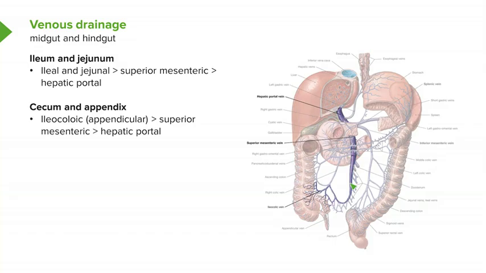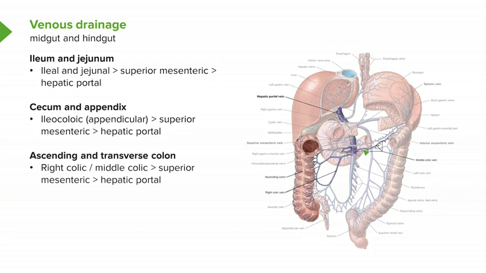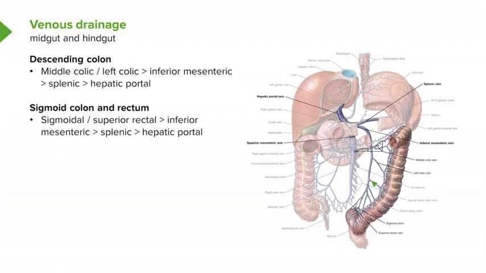The cecum and appendix drain via the ileocolic vein, and that can drain into the superior mesenteric vein, alongside the right colic and the middle colic veins, all draining into the superior mesenteric vein. Here we have a slight discrepancy, a slight alteration from the normal plan you would suggest, and that is where the superior rectal veins here and the sigmoid veins, descending parts of the colon draining via the left colic vein, these actually pass into the inferior mesenteric vein.